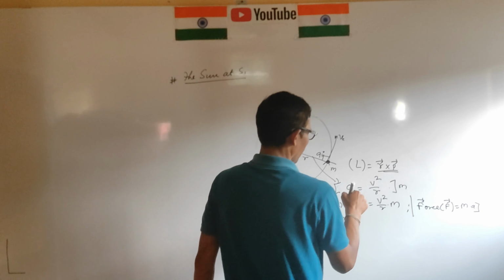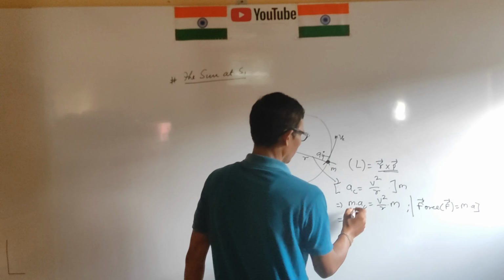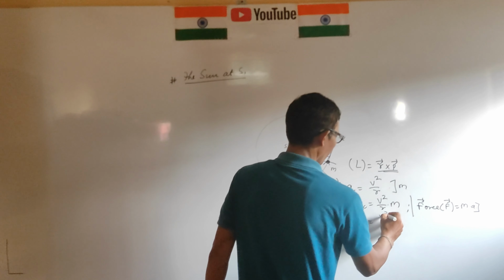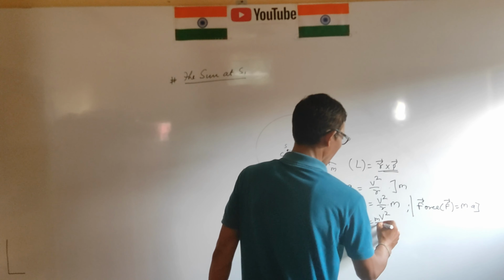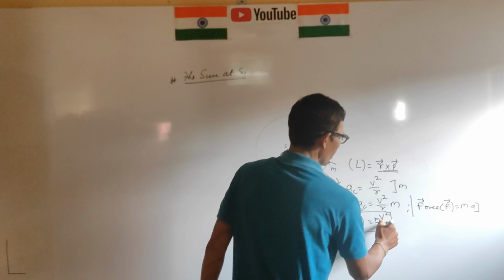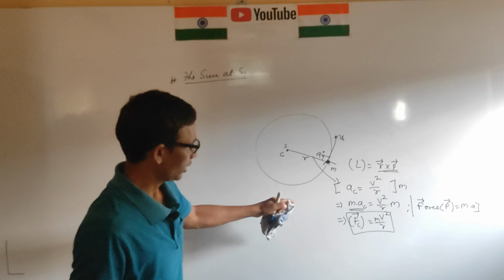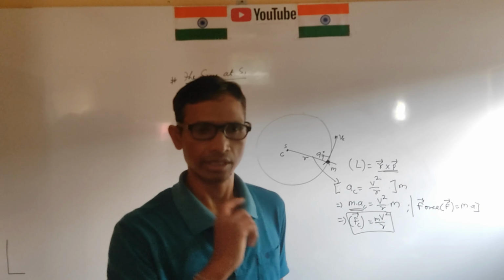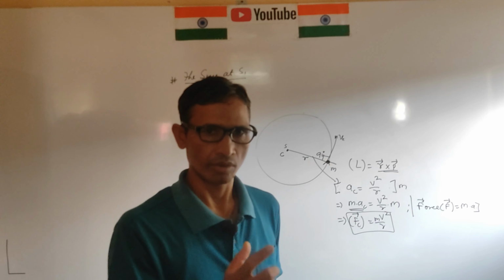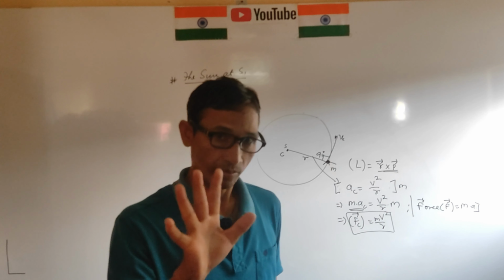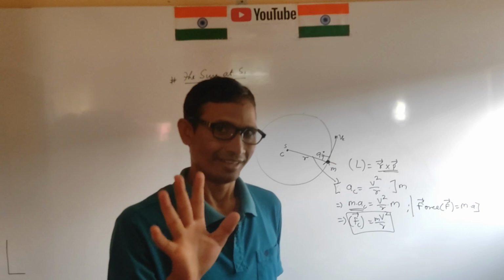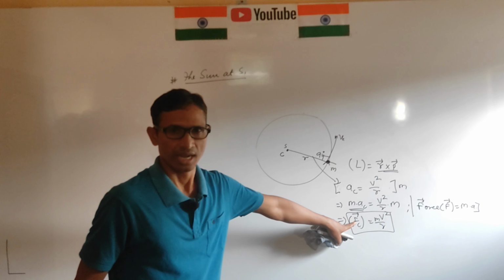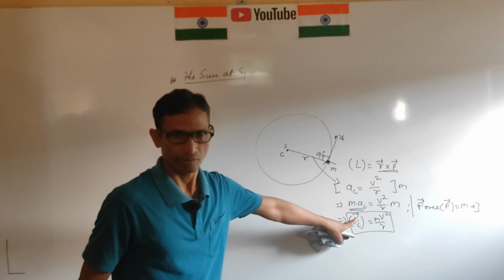In this case, there is the centripetal force Fc. Fc is m v square by r. This is the equation. When the body is revolved in an elliptical or circular path, in this case there will be a centripetal force. Fc is called the centripetal force.